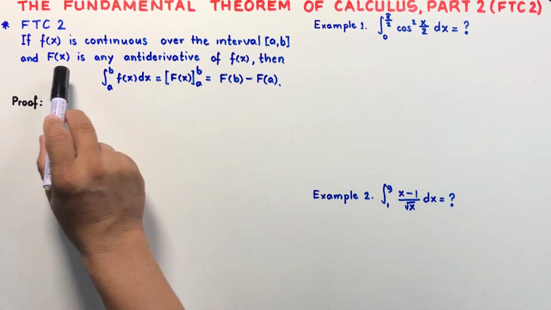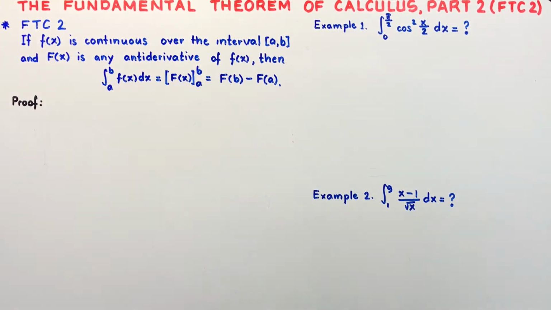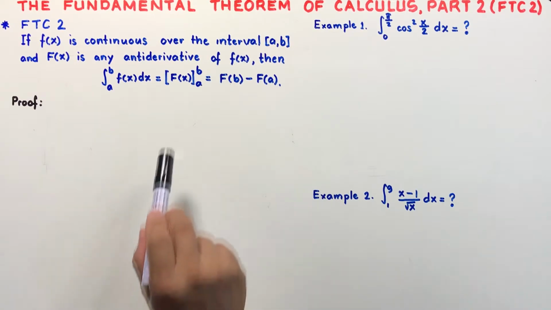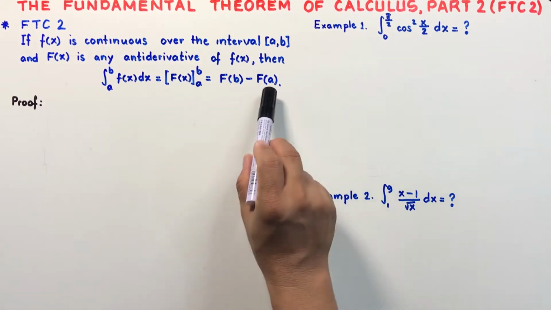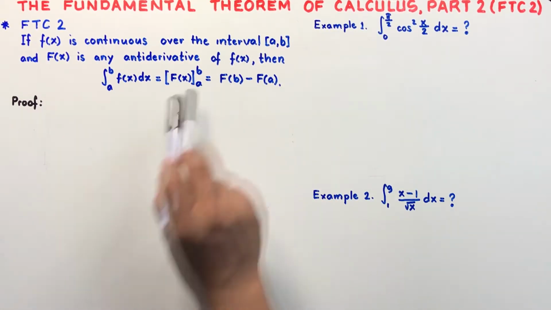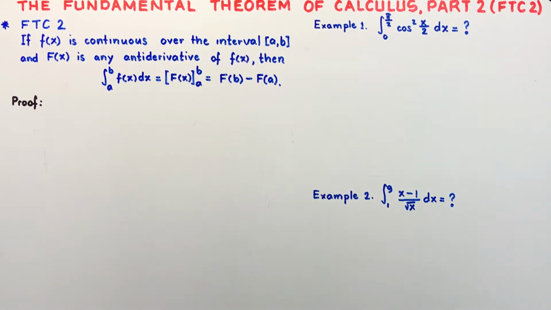this big F of x is any antiderivative of our small f of x, then the integral from a to b of the small f of x dx is equal to the big F of x evaluated from a to b. So to find the value of the integral, we just substitute into our big F of x the upper limit b, minus the big F of a, where a is the lower limit in this definite integral. So, the grand statement of the Fundamental Theorem of Calculus paved the way in the calculation of the definite integral.